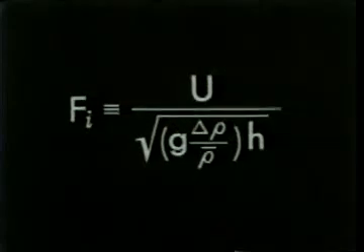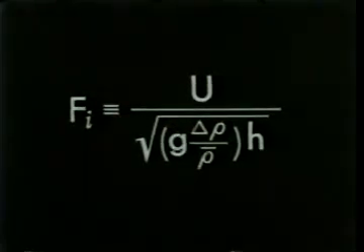Before we see experimental examples, let's consider the parameters which govern the flow of a continuously stratified fluid over an obstacle. Again, the most important non-dimensional number is the internal Froude number. Here, delta rho over rho bar is the fractional density difference from the top to the bottom of the channel. The flow patterns are influenced not only by the internal Froude number, but also by the relative dimensions of the obstacle.